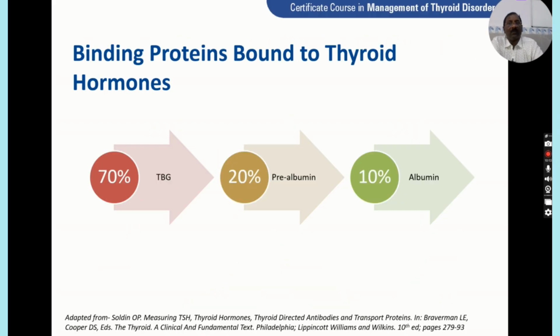As I told you earlier, of the binding proteins bound to the thyroid hormones, 70% is globulin, 20% is prealbumin, and 10% is albumin. So 100% of the thyroid hormone attaches to the proteins, either globulin 70%, albumin 10%, or prealbumin 20%.